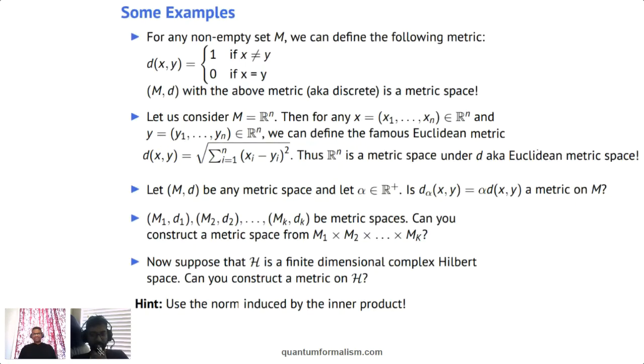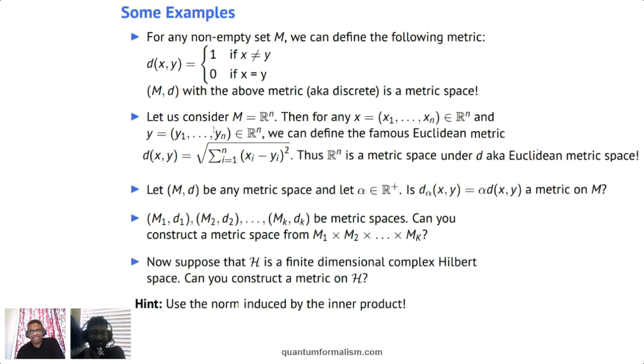So let's see some examples, some toy examples, some interesting examples. The first one: for any non-empty set, we can construct this discrete metric. D of XY equals 1 if X is different from Y, and 0 otherwise, if X equals Y. So this is a discrete metric. This is a bit boring, so yes, this is useless. But nevertheless, it showcases how any set can be equipped with a metric structure. Whether it's useful is another question.